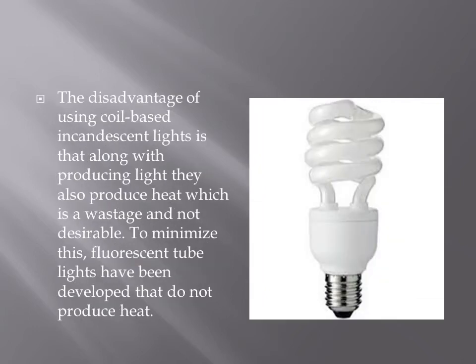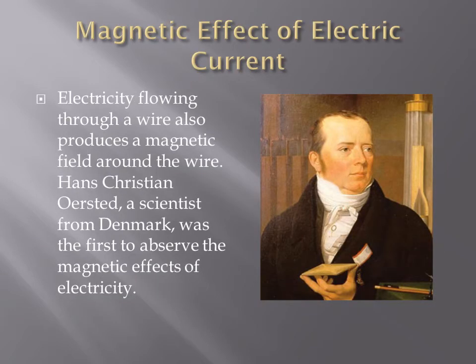The disadvantage of using coil-based incandescent lights is that along with producing light, they also produce heat, which is a wastage and not desirable. To minimize this, fluorescent tube lights have been developed that do not produce as much heat.